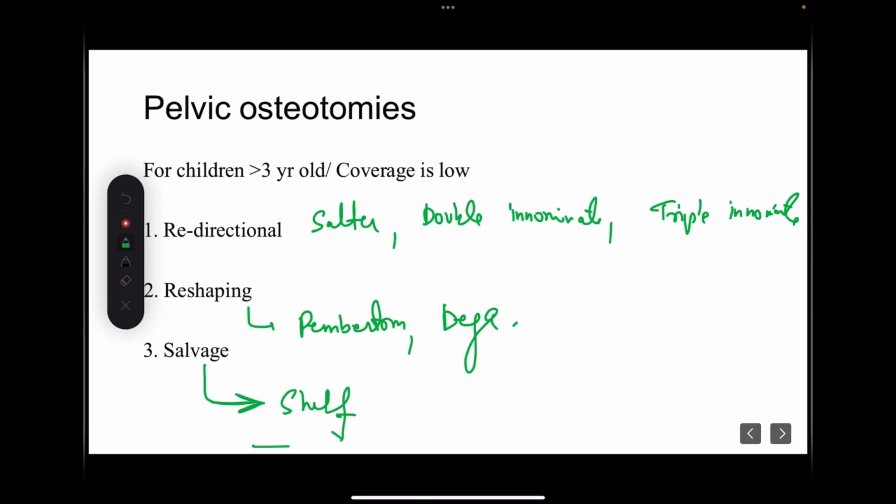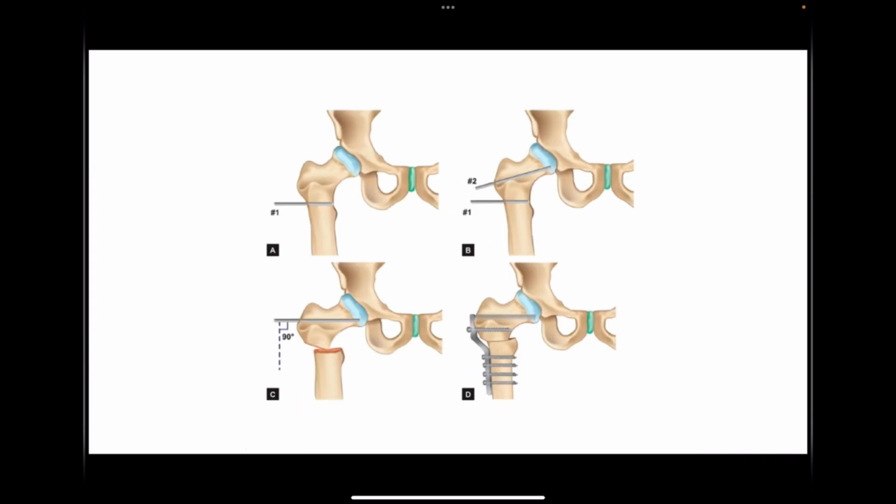These osteotomies are a subject for another lecture, and we will be discussing them in another series of lectures. For this lecture we are just enumerating them for the sake of completion only. So these are the osteotomies we generally do in cases of developmental dysplasia of hip.